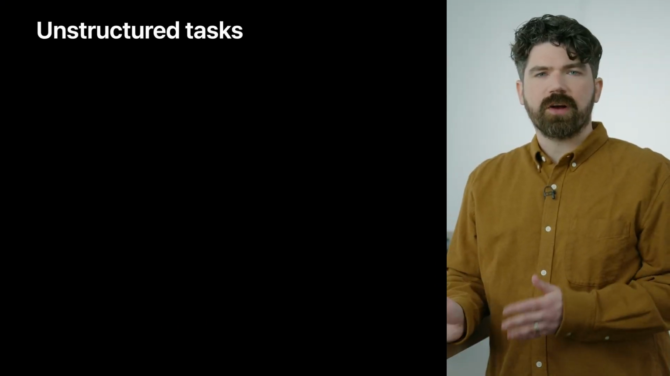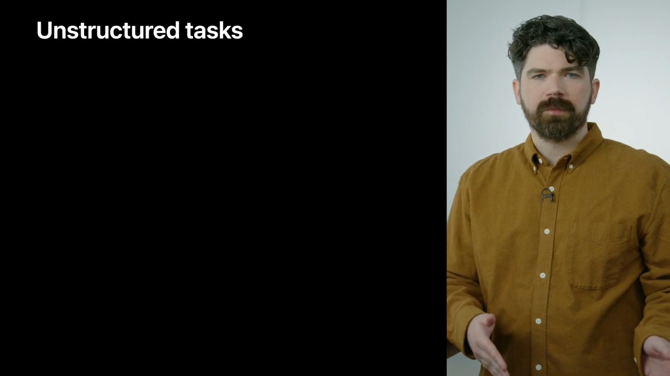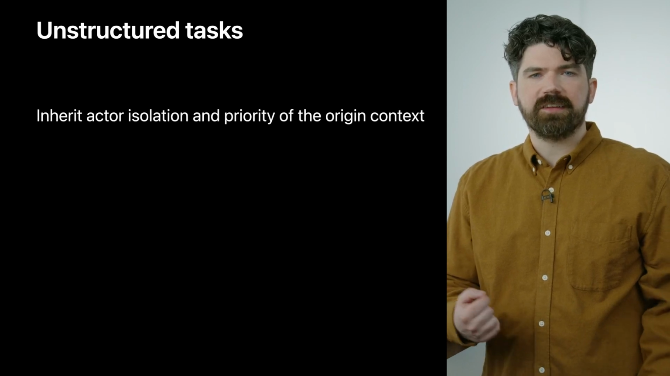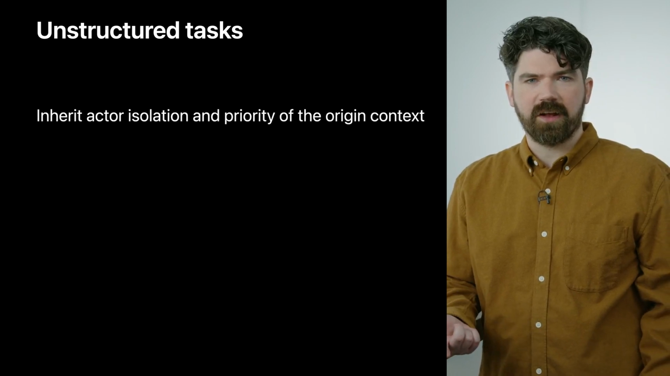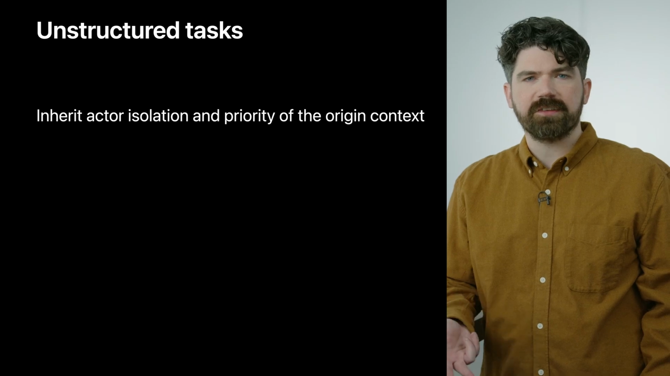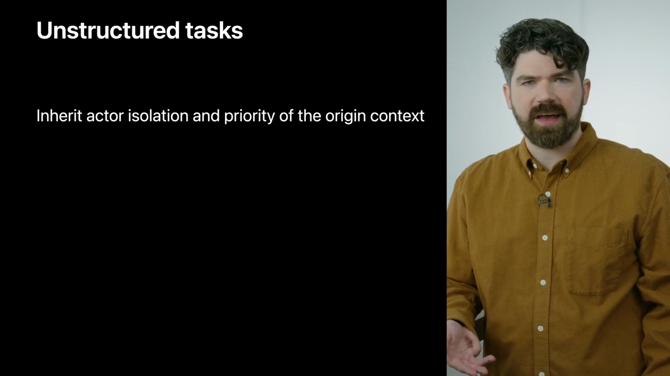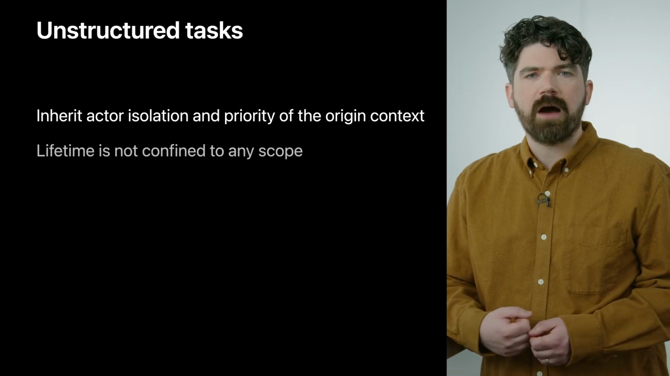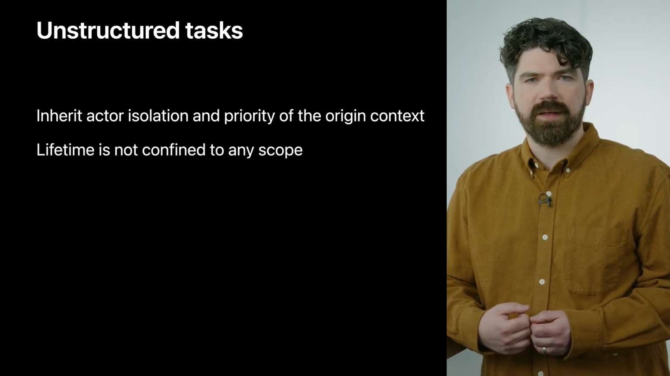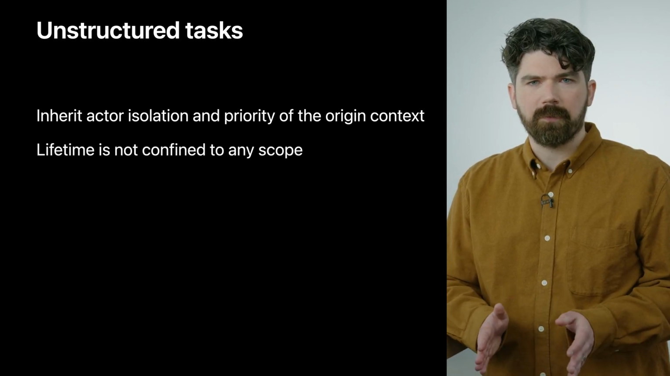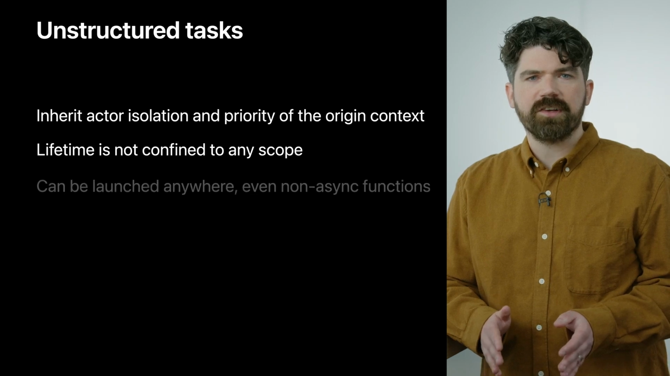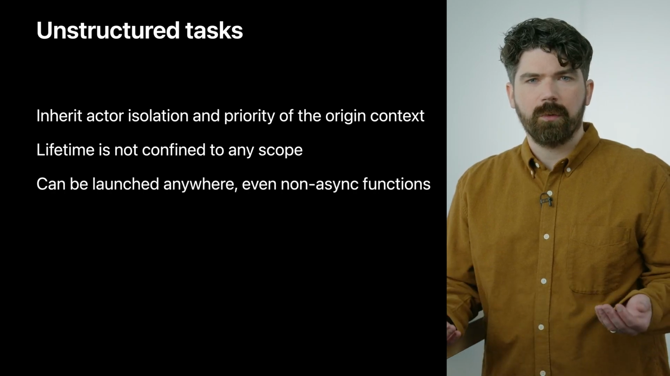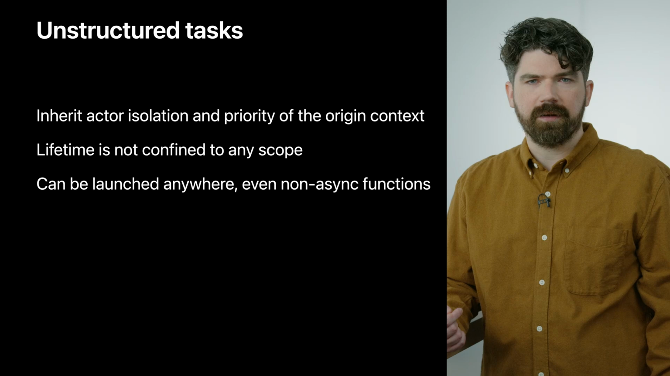Constructing tasks this way gives us a halfway point between structured and unstructured code. A directly constructed task still inherits the actor, if any, of its launched context, and it also inherits the priority and other traits of the origin task, just like a group task or an async let would. However, the new task is unscoped. Its lifetime is not bound by the scope of where it was launched. The origin doesn't even need to be async. We can create an unscoped task anywhere.